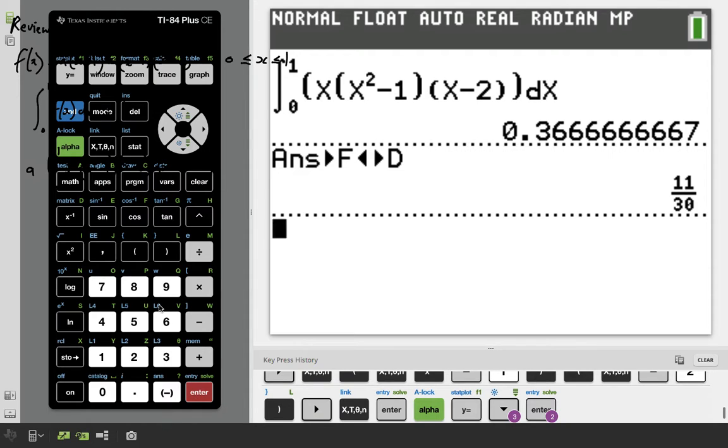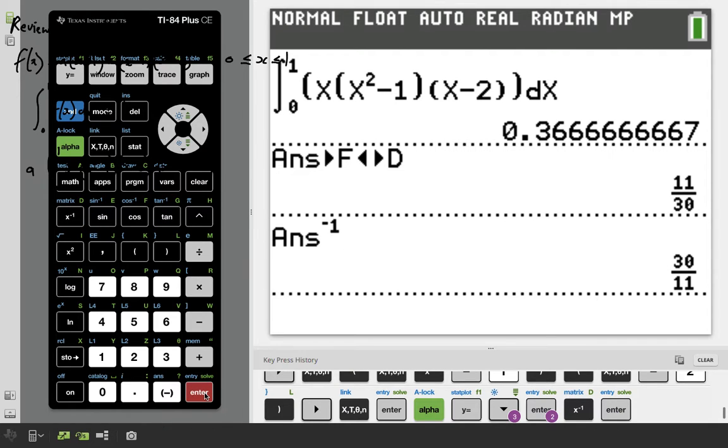If I did the reciprocal of this, I get my 30. So 1 divided by that, you could see if you just raise it to the power of minus 1, there's a button that will do that, isn't there? Oh, here it is.